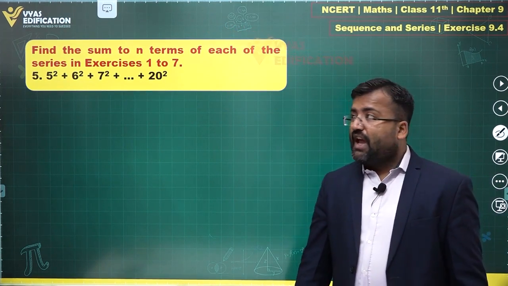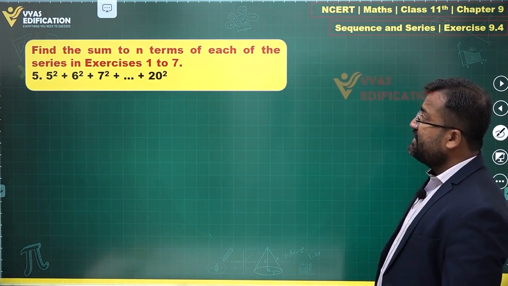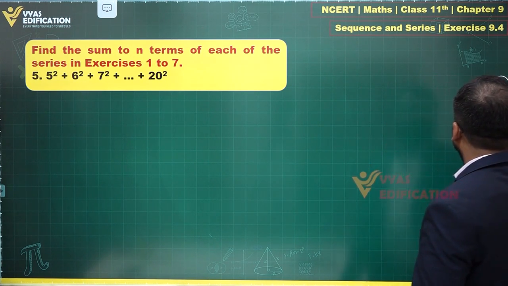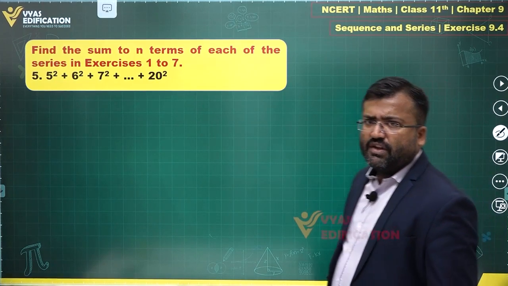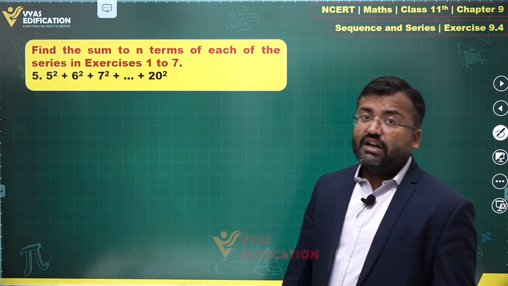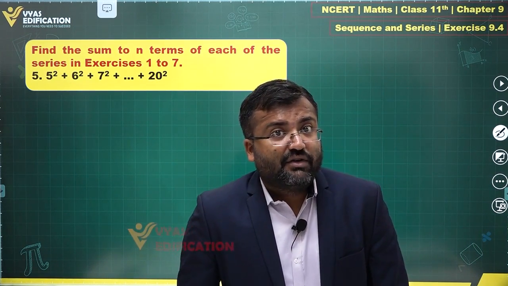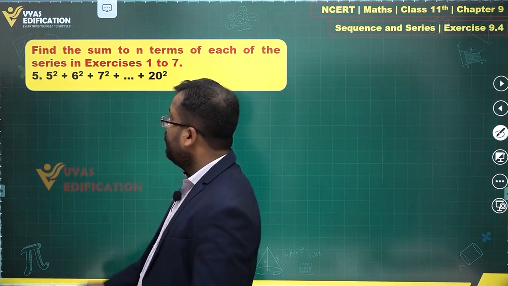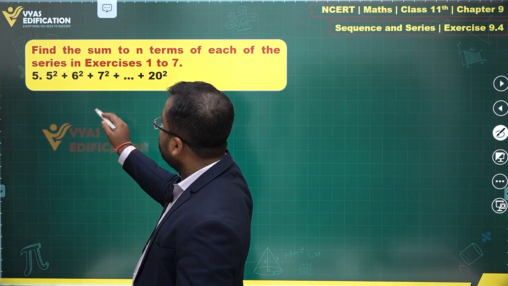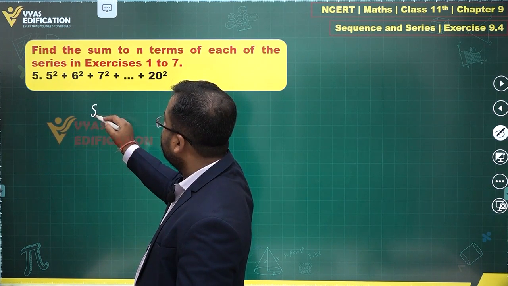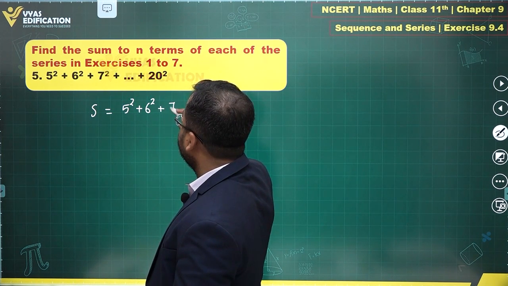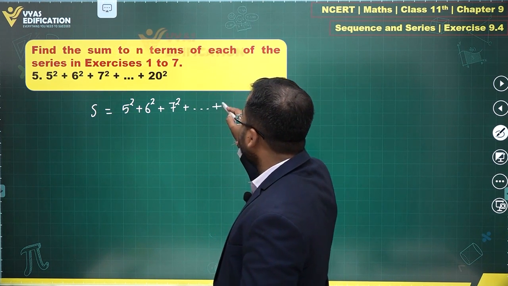In the fifth question, we have 5 square plus 6 square plus 7 square plus dot dot dot up till 20 square. What is this? Sum of squares, but not starting from 1. These are squares, sum of squares, starting from 5 square. So this here can be written as S equal to 5 square plus 6 square plus 7 square plus dot dot dot plus 20 square.